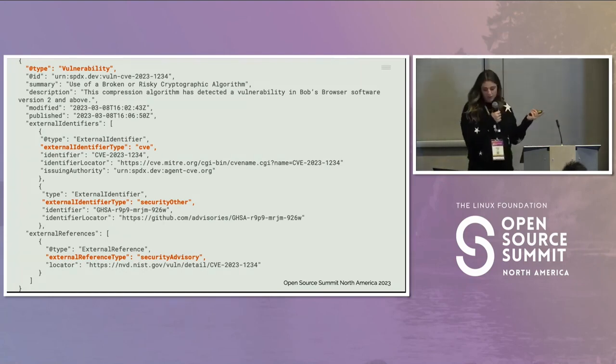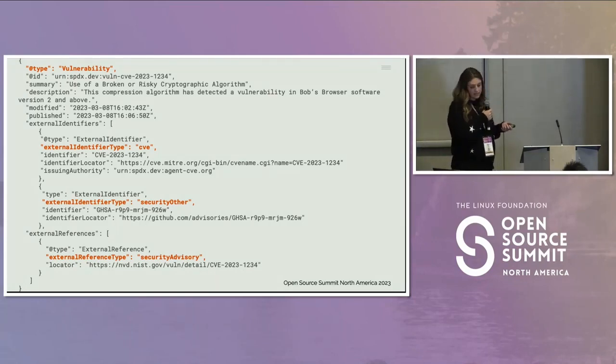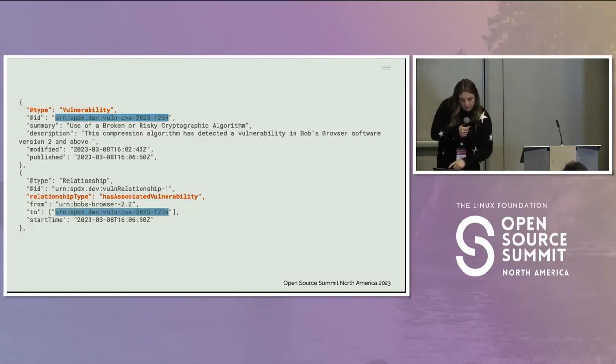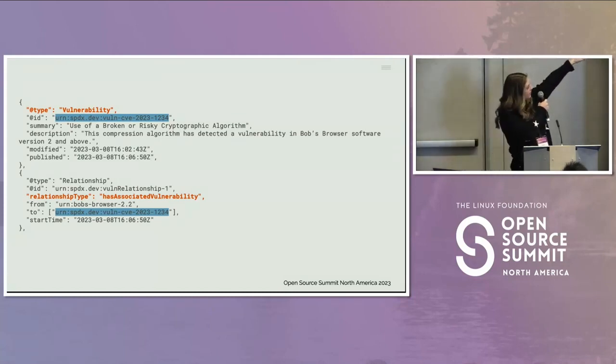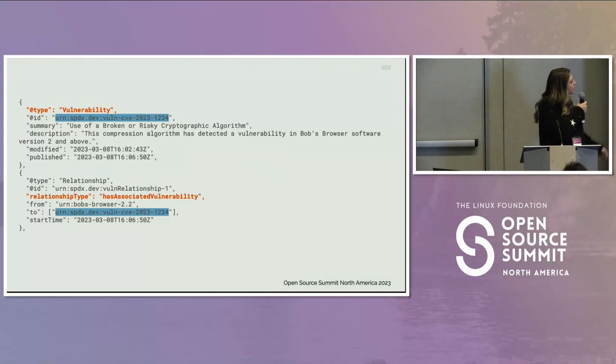And then you could also have an external reference. And so this is a security advisory external reference to the NIST vulnerability detail for this CVE. And this is a vulnerability element that can contain all of this metadata about the vulnerability. This is a continuation, so I just chopped off all those external identifiers, but let's assume that they were still in this vulnerability element. We would then use relationships to associate the vulnerability with a subcomponent or with a package.